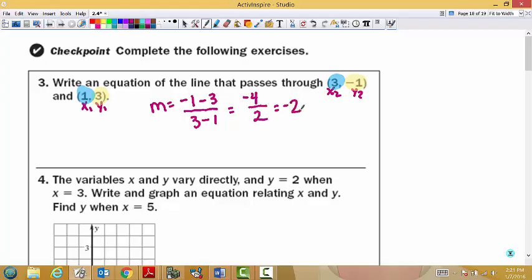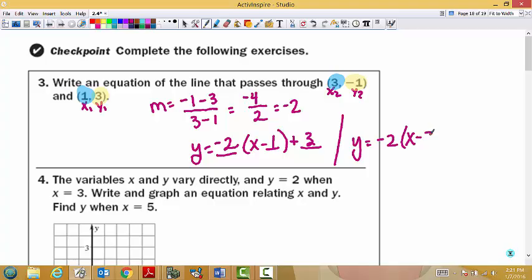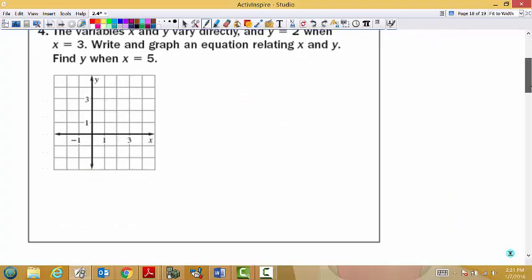It did not tell me to write it in slope-intercept form, so I'm not going to. Point-slope is easier. y equals blank, x minus blank, plus blank. My slope is -2. I get to choose a point. It does not matter which one. I'm going to choose 1 and 3. You might have chosen x minus 3, minus 1. Those are the same. It does not matter.